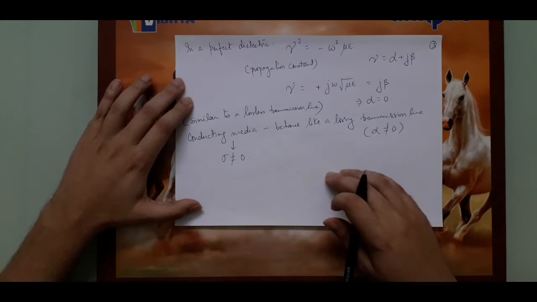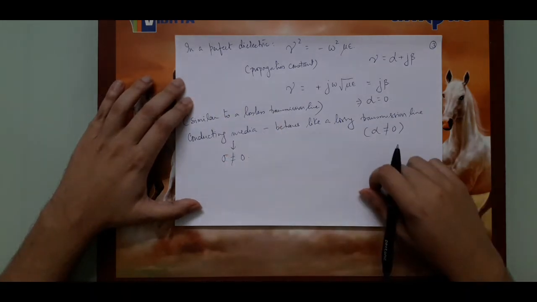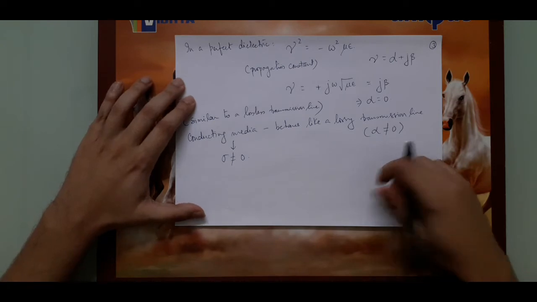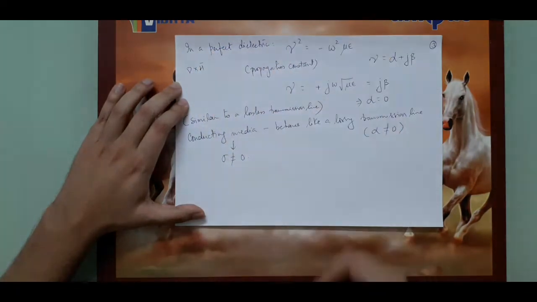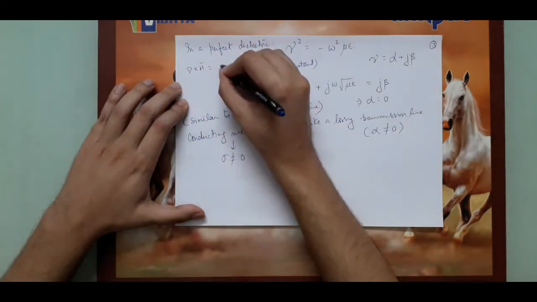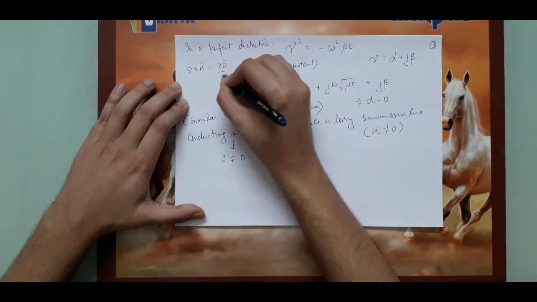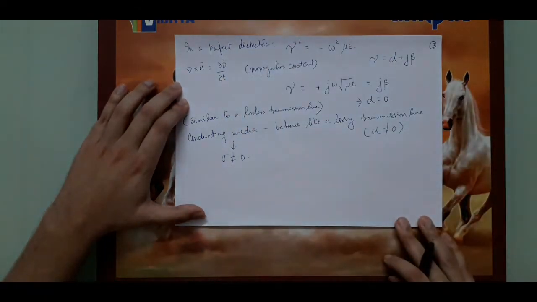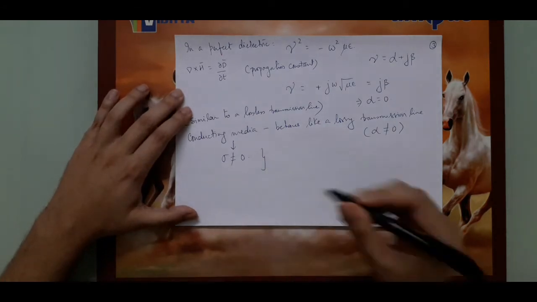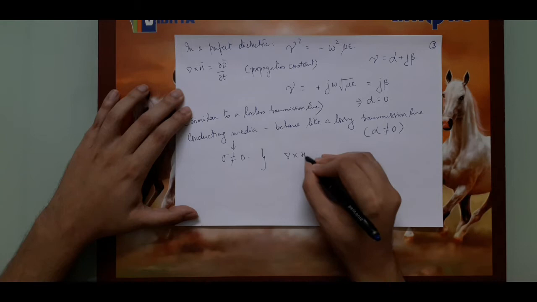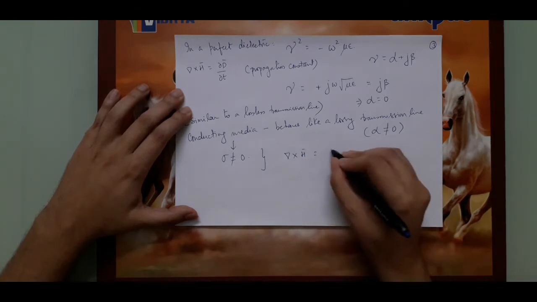So in case of conducting medium, how would the Maxwell's equations change? So the Maxwell's equations will change only for the Ampere's law. So in case of dielectric, we had taken Ampere's law, the curl of the magnetic field is nothing but the displacement current density, because there is no conduction current density. So now what will happen is Ampere's law will change into something like this, its normal form.